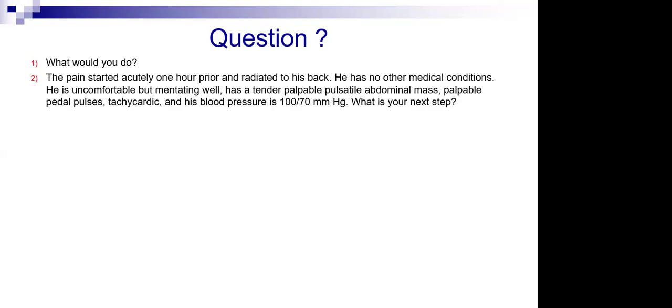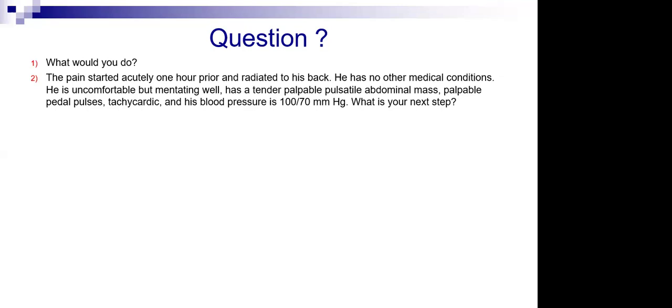I will immediately assess the patient and obtain a focused history, asking about the onset of the pain, the duration, the location, as well as any relevant past medical history. Then I will obtain a focused examination by assessing the patient's GCS, vital signs, and I will examine the chest, abdomen, and the peripheral pulses. Good. The pain started acutely 1 hour prior and radiates to his back. He has no other medical conditions. He's uncomfortable, but maintaining well. He has a tender pulsatile abdominal mass, pedal pulses present, tachycardic, and his blood pressure is 100/70. So what do you do next?